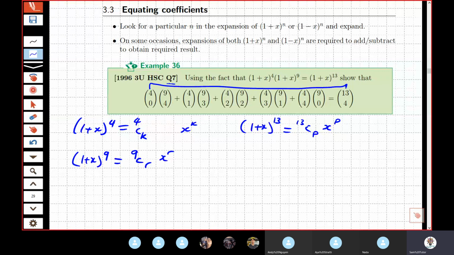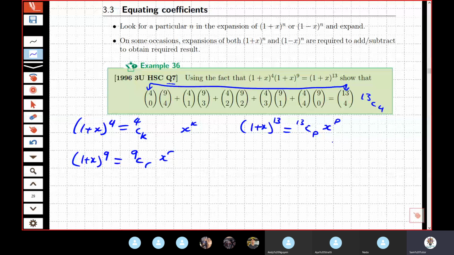I'm looking at this stage now, this thing that we're trying to show. Look at the right-hand side. What does it say? Read it out if you have to. It's 13 C4, that is 13 choose 4. If that is 13 choose 4, what must p be? P equals 4.